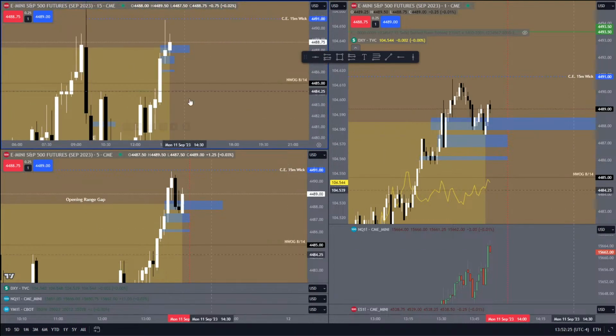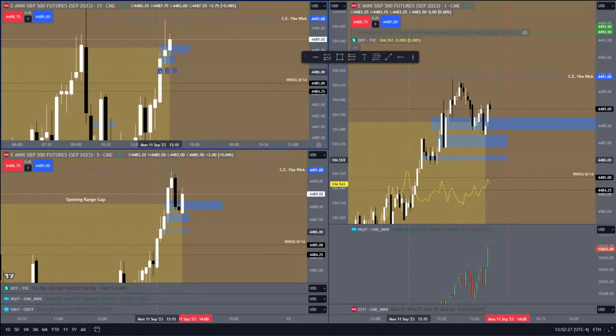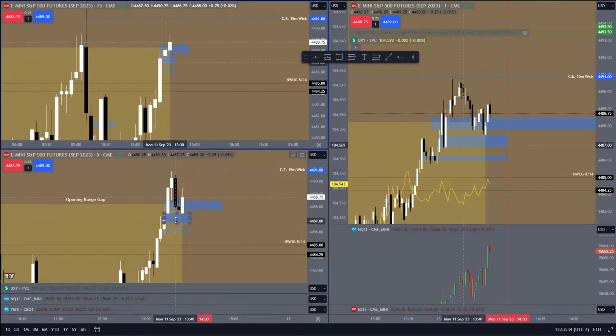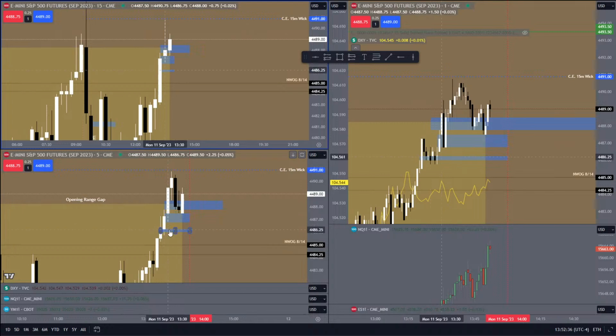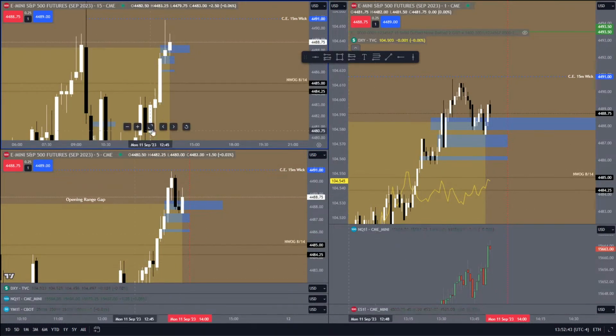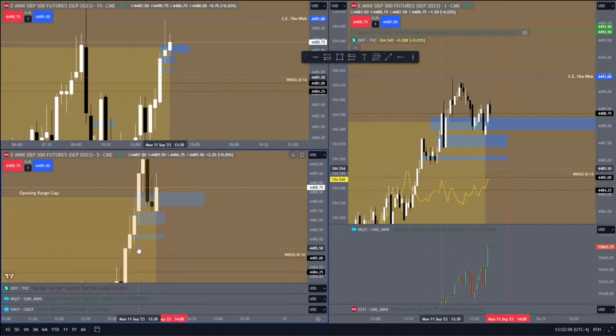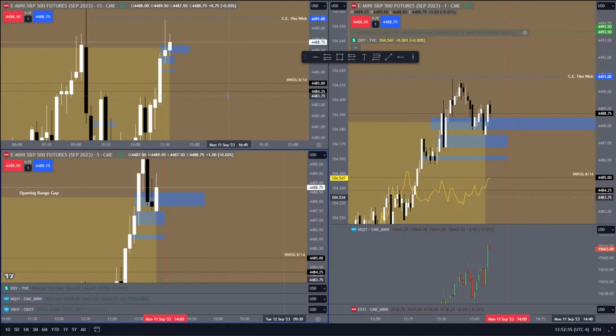I could see we have this fair value gap on the 15-minute, in the form of a BISI. And then we have the volume imbalance. Okay. So in terms of this 15-minute fair value gap, the inefficiencies we have on the lower time frames are right here for the 5-minute, and right here on the 1-minute. I wouldn't be surprised if we had a quick drop down into this.